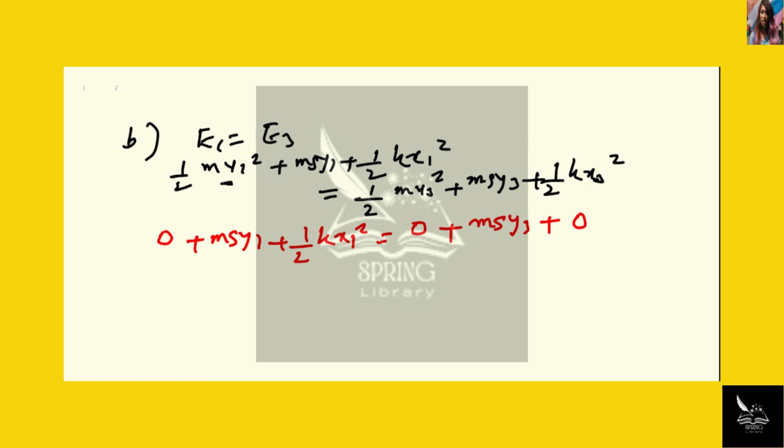If you solve that, you will get y3 minus y1 equals kx1 squared divided by 2mg. And if you plug in the values, x1 which is 0.16 meters, k which is 875, and 2 times mass and gravity, you will get 3.01 meters. And that is our answer for part B.